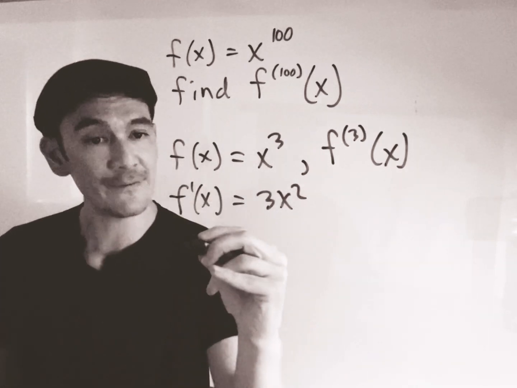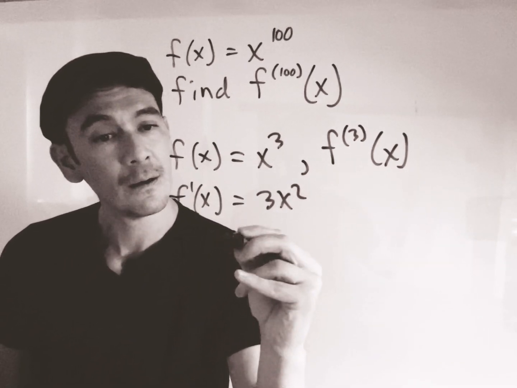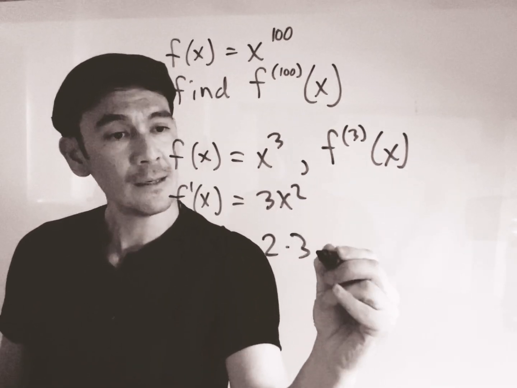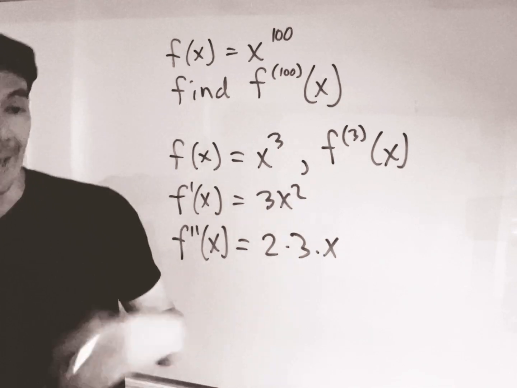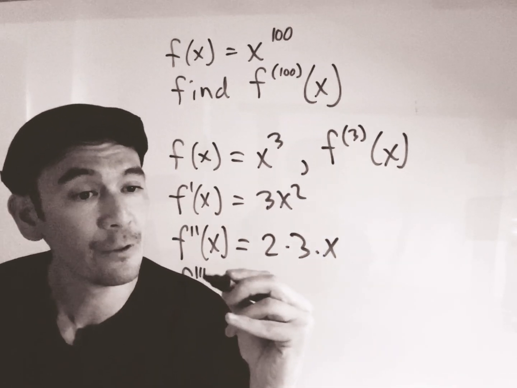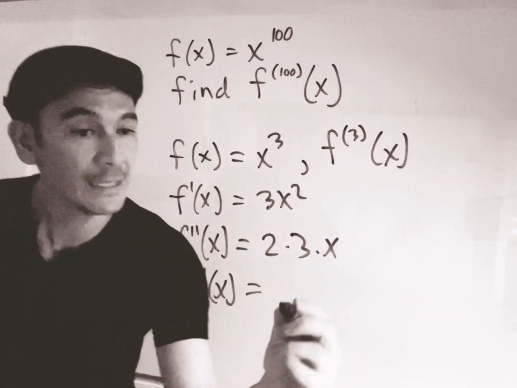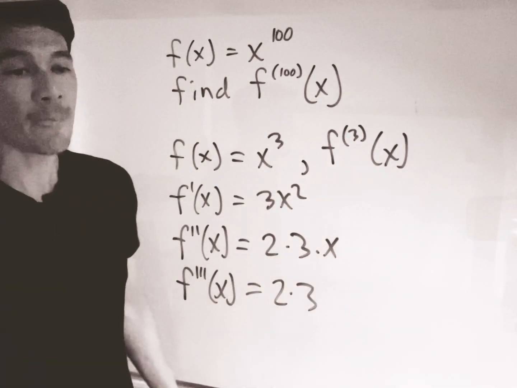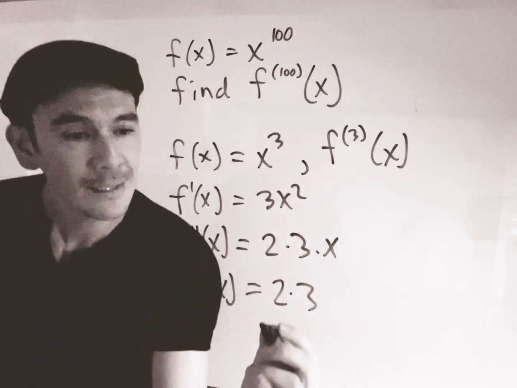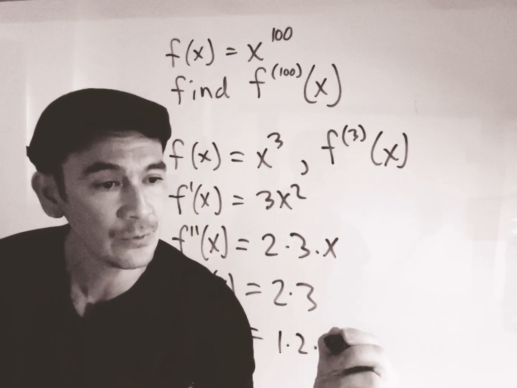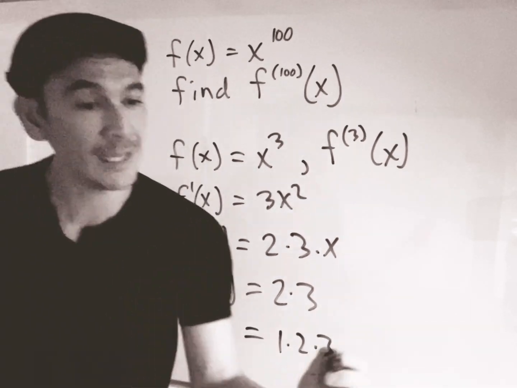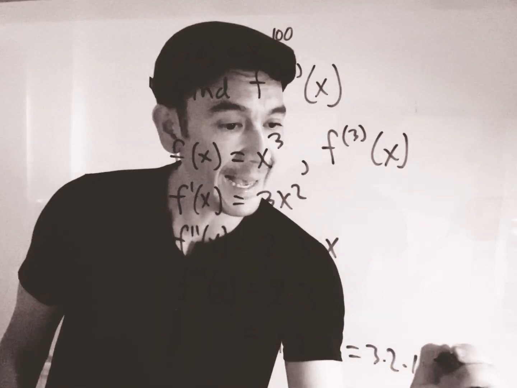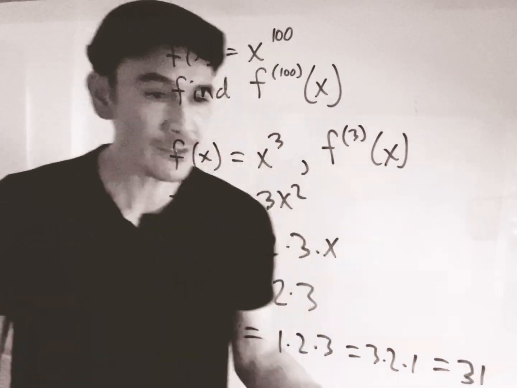Now the next derivative, the second derivative, f double prime, I'd have to go 2 times 3. I know it's 6. Let me just leave it as 2 times 3. And then the third derivative, it would be 2 times 3, because the x would just fall off. But notice that 2 times 3, that's the same as 1 times 2 times 3, which is the same as 3 times 2 times 1, which is the same as 3 factorial.